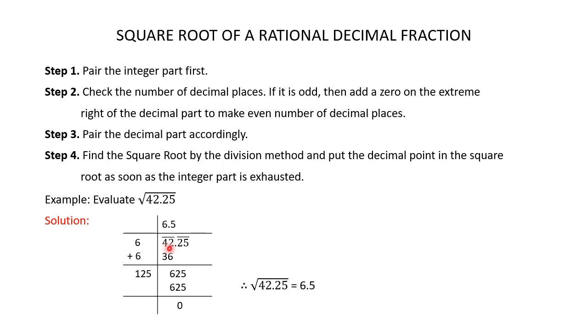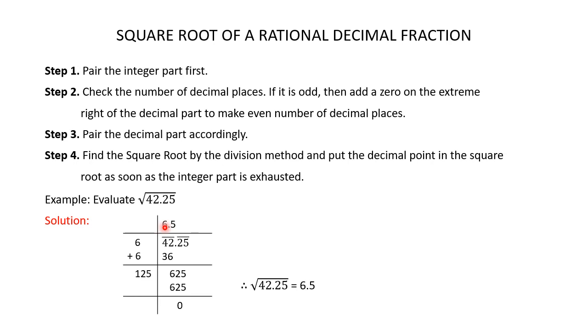Now the integer part is done with. So, the decimal point starts. So write a decimal point in the quotient place also. Next, bring down the pair of numbers after the decimal point, that is 25. When you bring down 25, the new number will be 625.